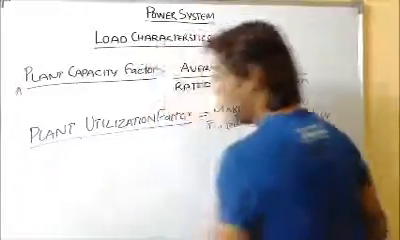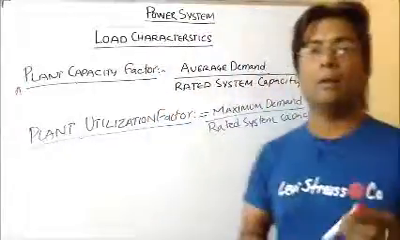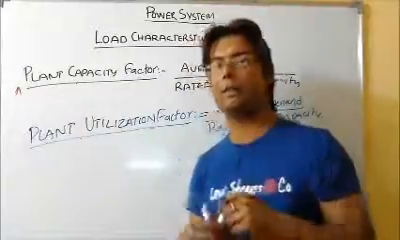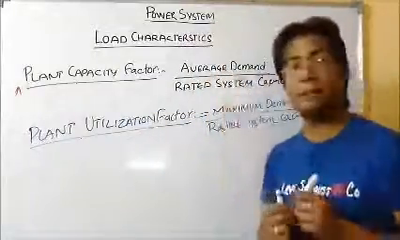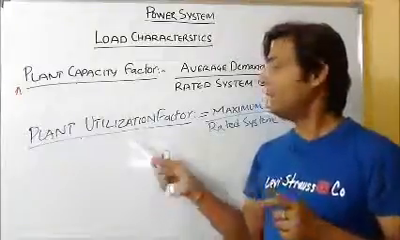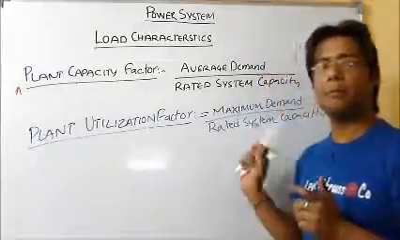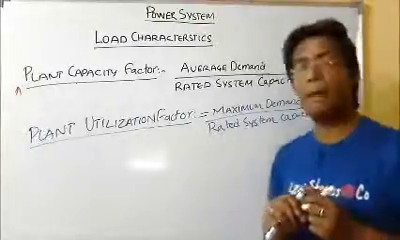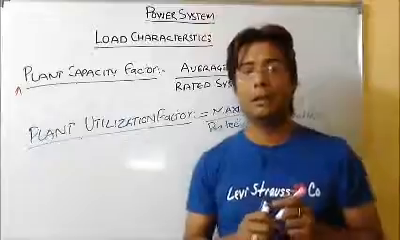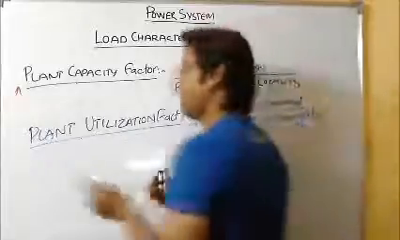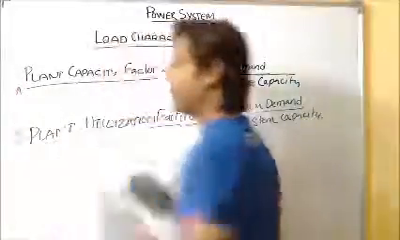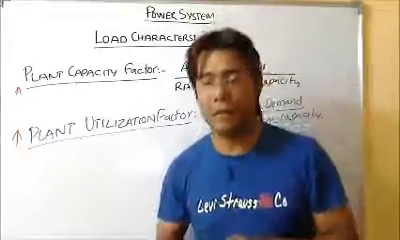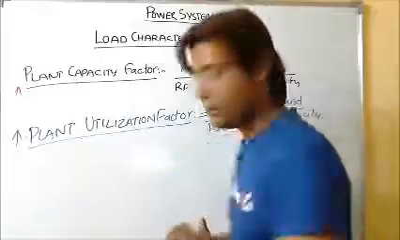So these two formulas are very important regarding objective type questions. One is the plant capacity factor, which is equal to the average demand to the rated system capacity. Another is the plant utilization factor, which is equal to the maximum demand divided by the total system capacity, or the rated system capacity. So these two should be as high as possible. So plant capacity factor and plant utilization factor should be as high as possible.